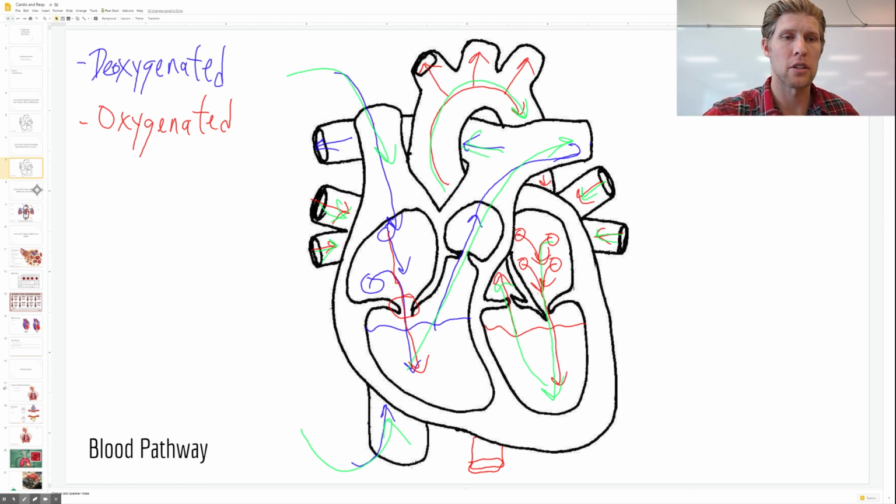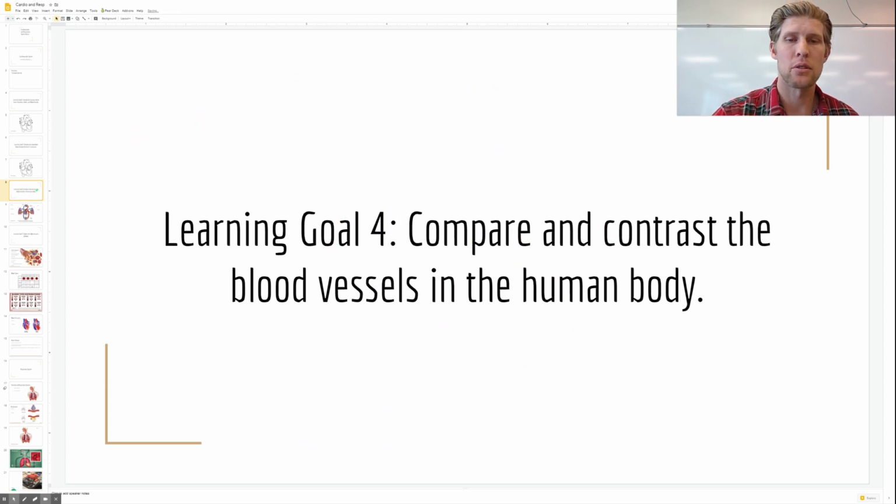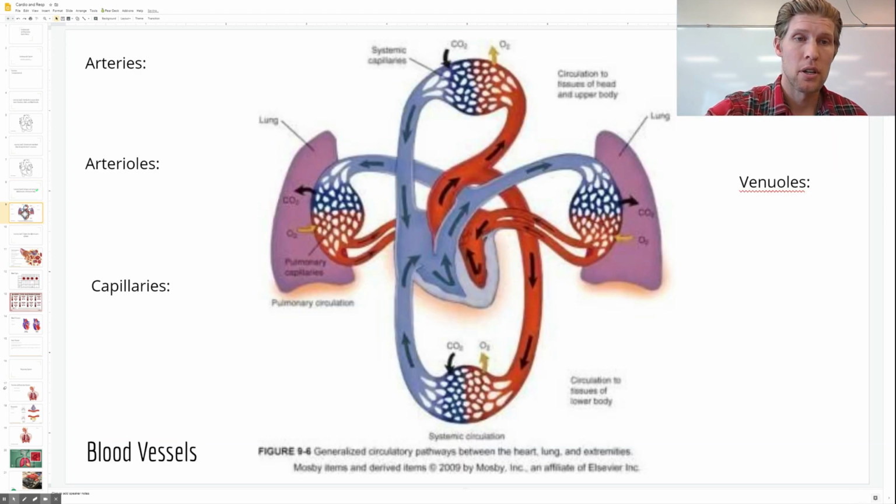All right, our next learning goal for this lecture is we've got to compare and contrast the different blood vessels in the human body. All right, so arteries are pretty cool. They are actually made of smooth muscle.